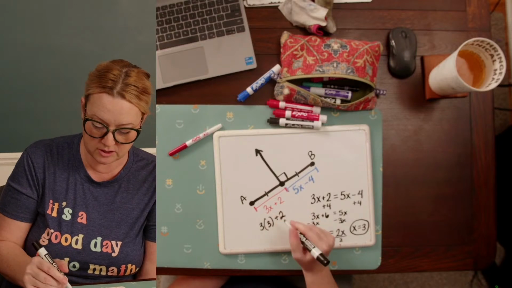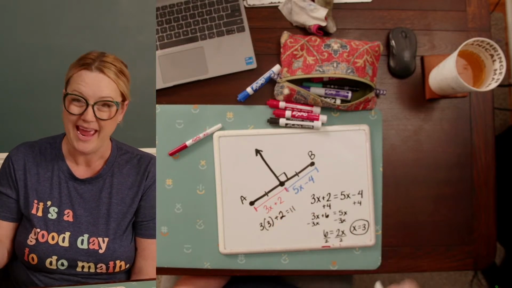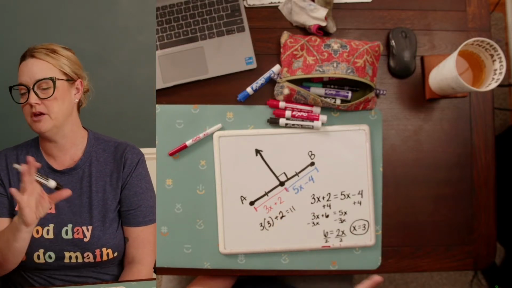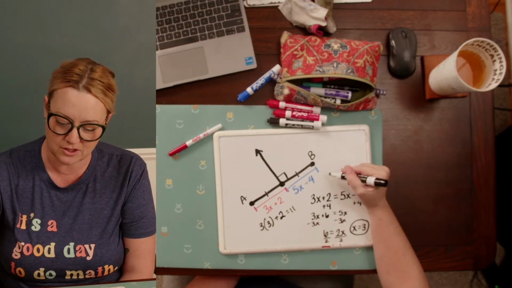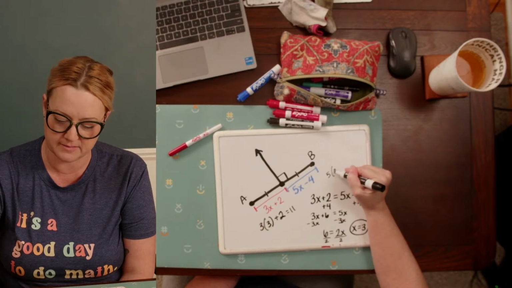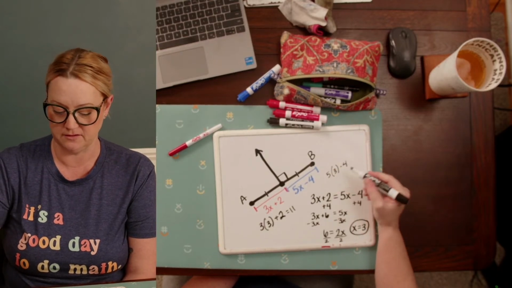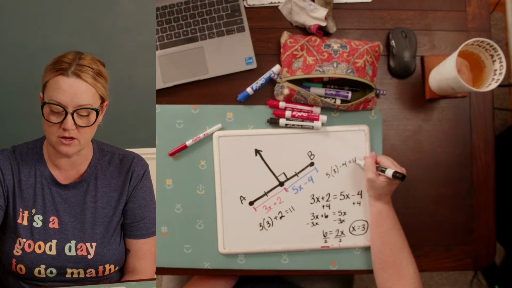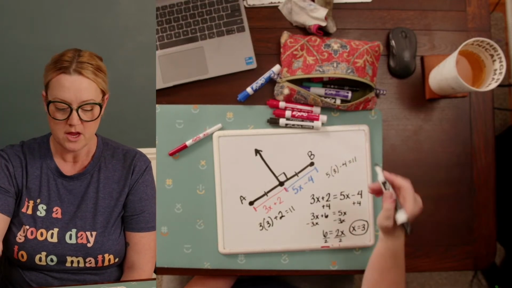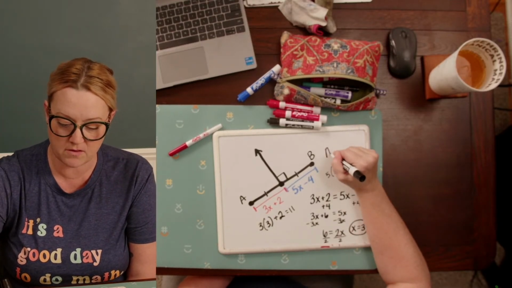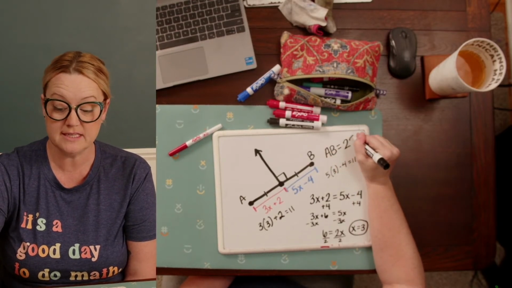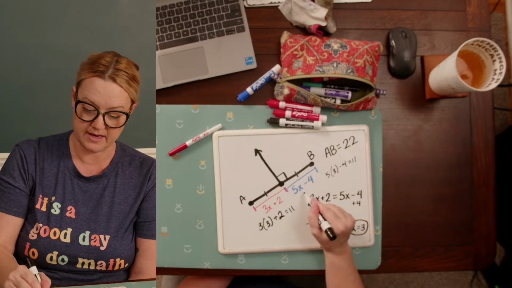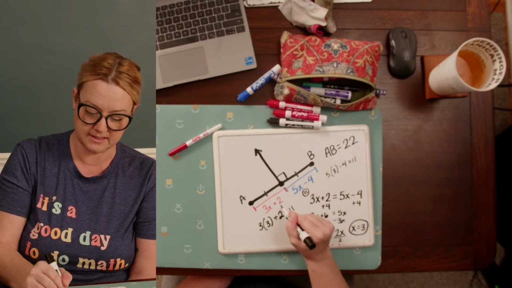So 3 times 3 plus 2 equals 11. And then let's just double check. Things could have gone sideways, but we're just going to double check that it's also the same over here. So 5 times 3 minus 4. That's 15 minus 4, which also equals 11. Phew. So segment AB, or the distance between A and B, is 22, right? Because this is 11 and this is 11.